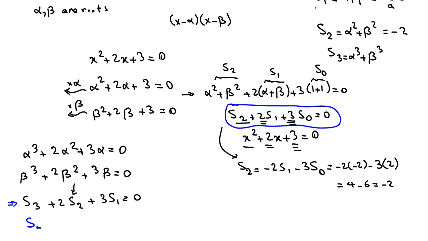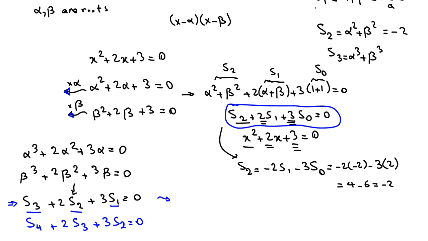So we can similarly write S4 if you multiply the first equation and second equation by alpha squared and beta squared: S4 plus 2S3 plus 3S2 equals 0. You can write all of them. And then here you know what S2 is, what S1 is, you can easily find S3.